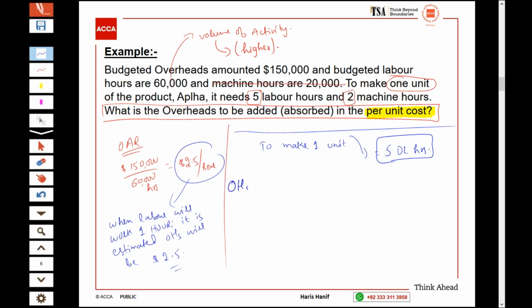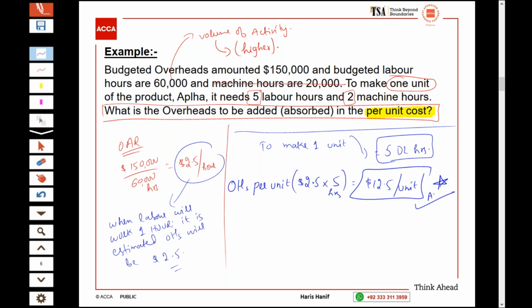So overheads per unit, this is $2.5 multiplied by 5 hours. So 2.5 multiplied by 5 would become $12.5. So $12.5 is my answer. This is my answer. And what was the per unit cost?